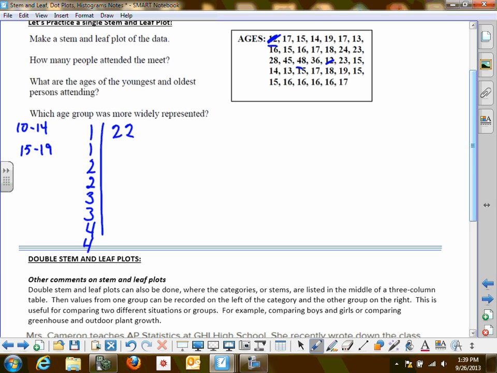Next, what's next? There's 2 13s. Okay? Looks like there's 2 14s. Alright. 15s. There's 6 15s.